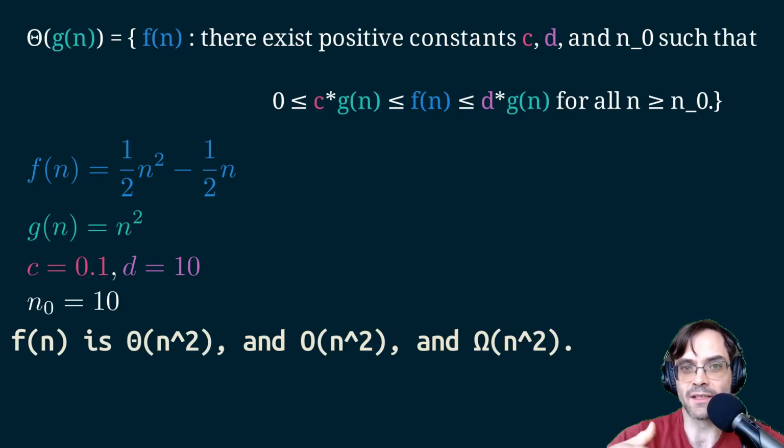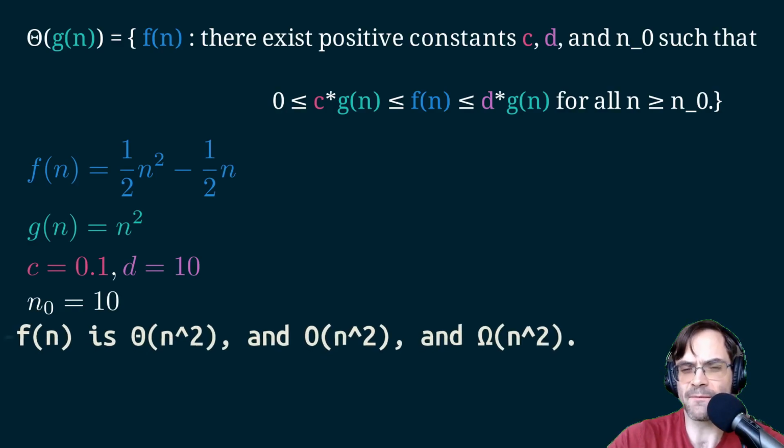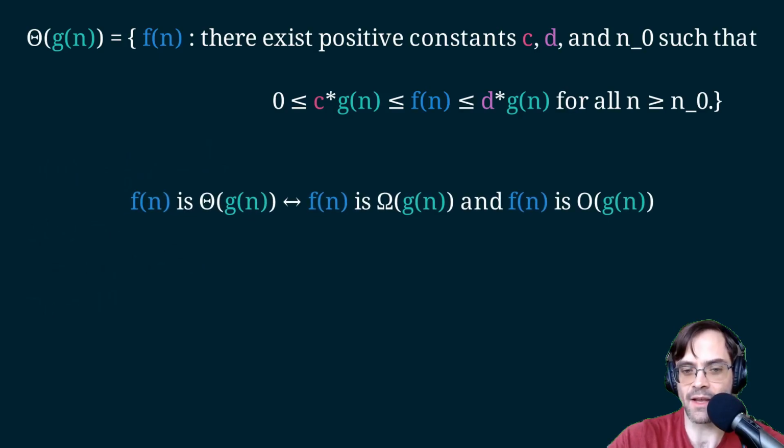And the thing is, this is more than just a nice way to present the definition. You can actually define big theta exactly in this way. The double arrow here is just logic notation that says the left means the same thing as the right.